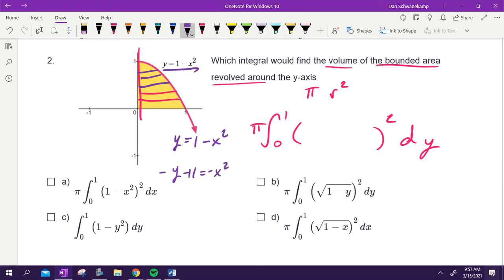I will flip my signs. And then I will square root. So that is that line right there. It's that line minus 0. So all I have to do is take that and plug it in there. That's why my answer was that guy.